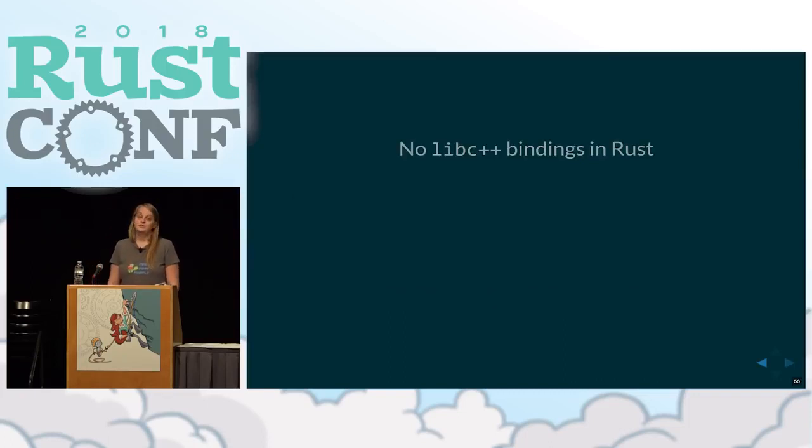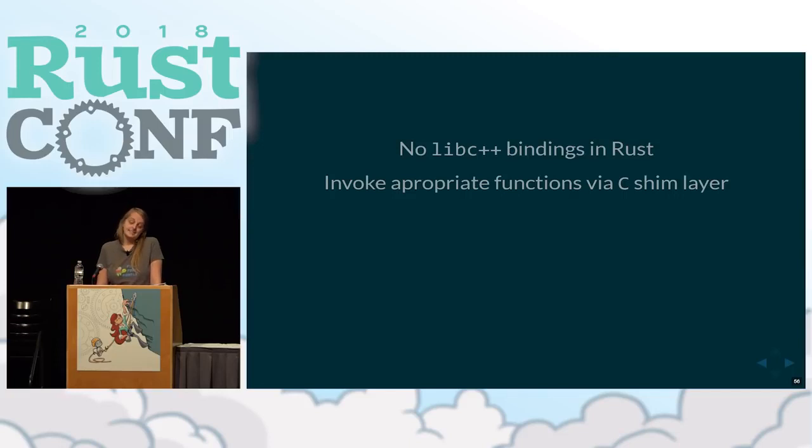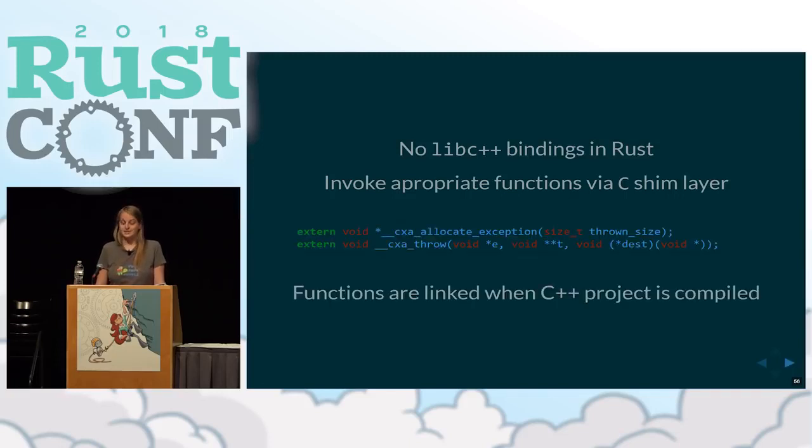How is this implemented? Well, there are no libc++ bindings in Rust, which is probably a good thing. So instead, I wrote a little shim layer in C that just invokes those functions that are exported. Those are the 2 functions. There's a third, but it's not important for this example. These are the 2 big functions that you need to allocate an exception and to throw it.